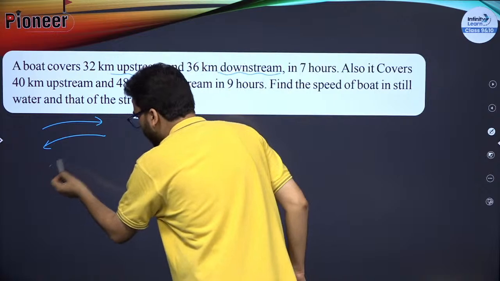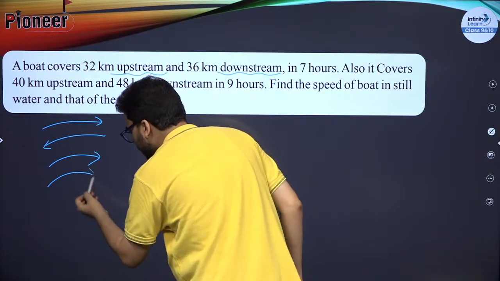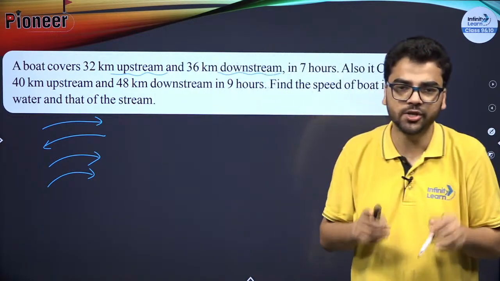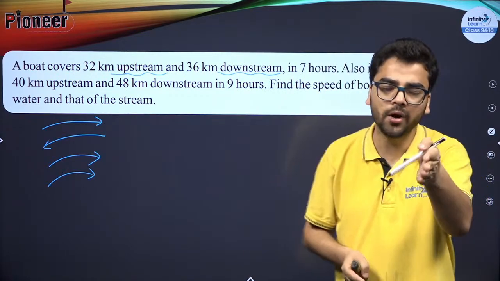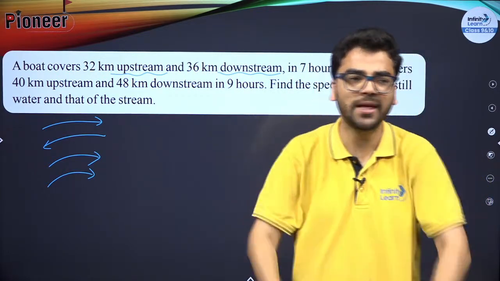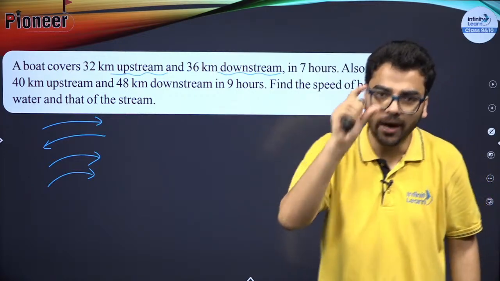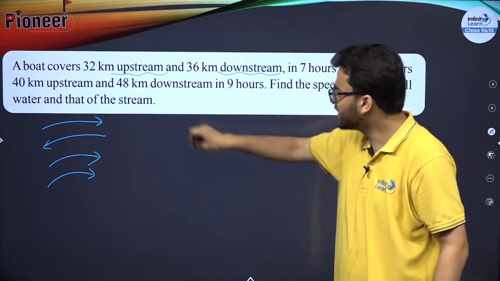Downstream motion means the boat is moving in this direction and the water is also flowing in the same direction, flowing with the flow. If the boat and the water are both moving in the same direction, that is known as downstream motion.